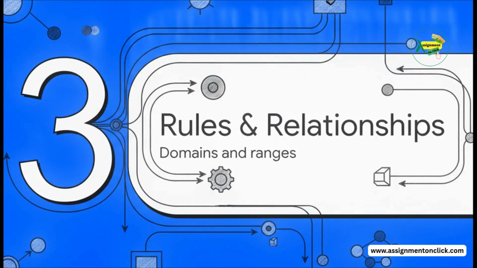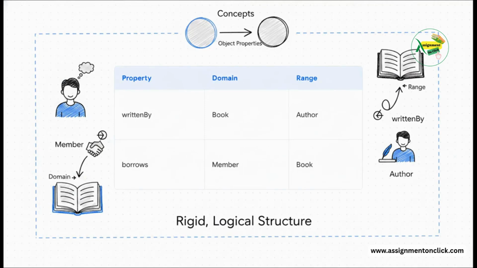All right, part three, defining rules and relationships using domains and ranges. We build these connections using what are called object properties. These basically hook one individual concept to another. But, we can't just let things connect willy-nilly. We need some ground rules. So we set up domains, which is where the relationship starts, and ranges, which is where it lands. Take the borrows property, for example. We set the domain to member and the range to book. This completely guarantees that the one doing the borrowing is a member, and the thing being borrowed is definitely a book. It builds this really rigid logical structure for the computer to rely on.